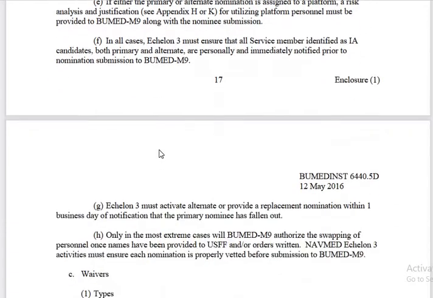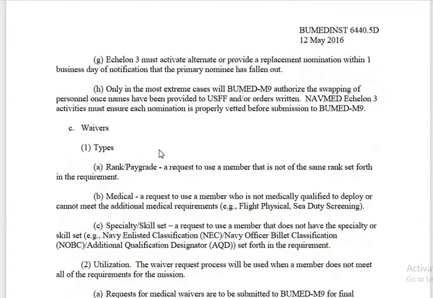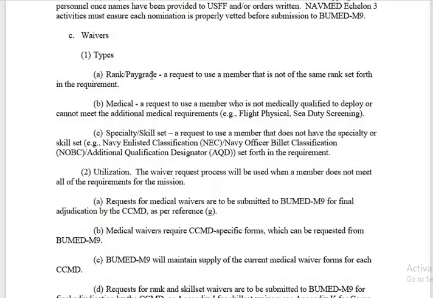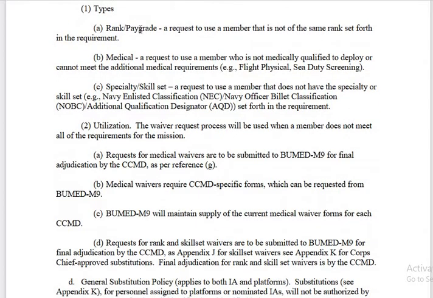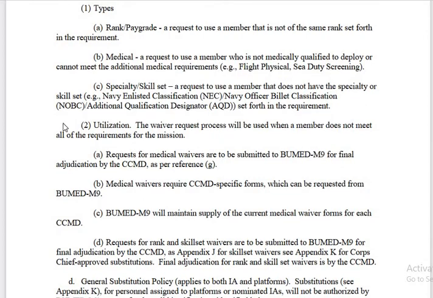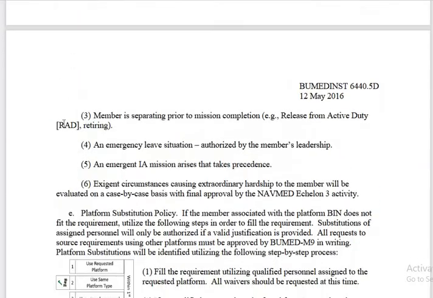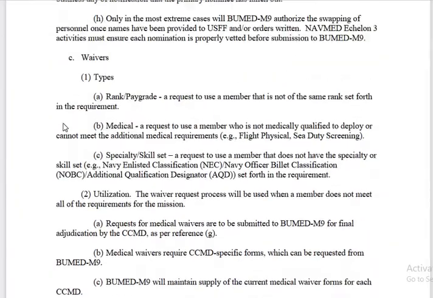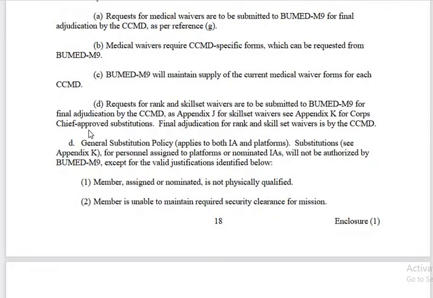There's a lot of timelines in here. Waivers, here we go. So waivers: rank, pay grade. Can we waive that? Medical. Again, this is all stuff that the military can try to waive for someone on deployment. A lot of waivers. Trying to find the next. Where's D at? So waiver, substitution. That's where they're trying to swap people out.